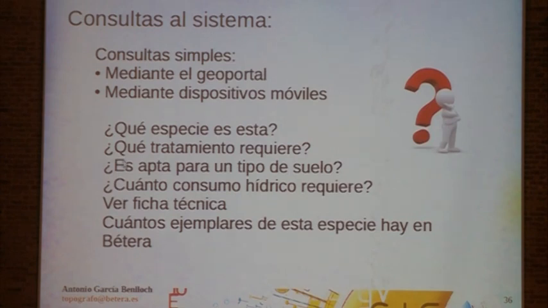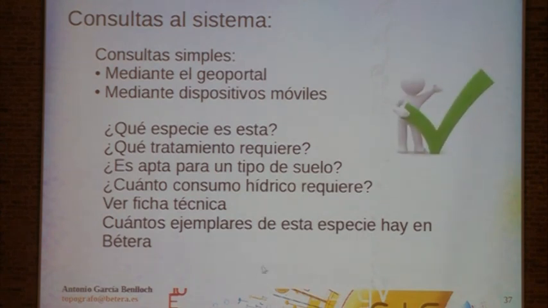Then we can know how many plants there are for a specific place, and for a specific soil type, what water consumption it requires, and how many trees or plants we have of the same species. Then we can do the consultation, and we will have a map popping out.